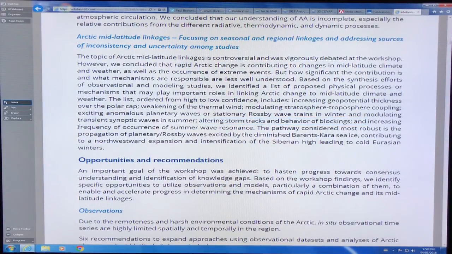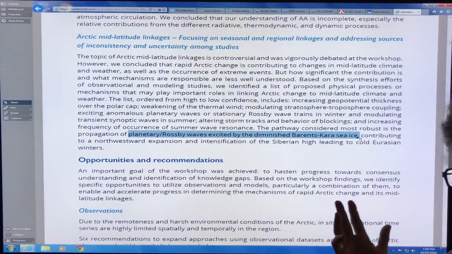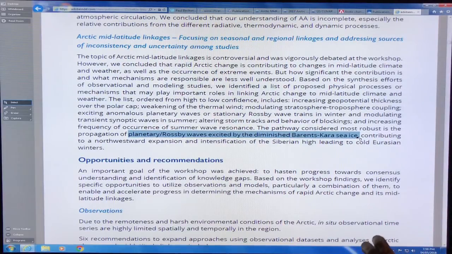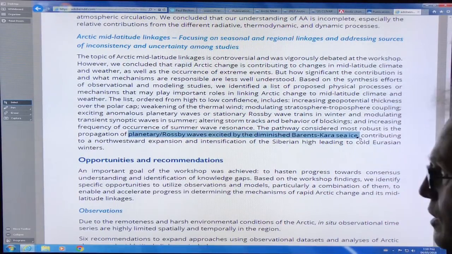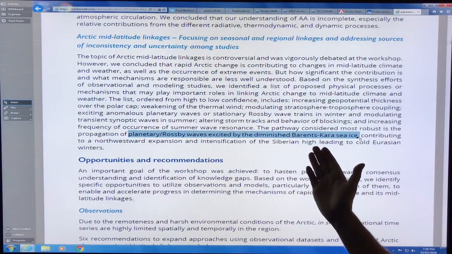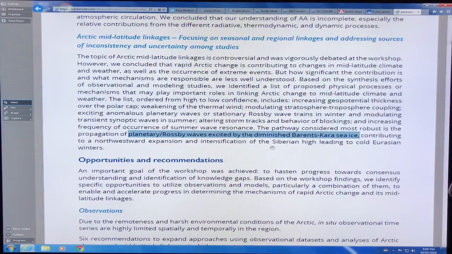Increasing the frequency of occurrence of summer wave resonances. Okay, the pathway considered most robust is the propagation of planetary Rossby waves excited by the diminished Barents-Kara Sea ice. So in the Barents Sea and the Kara Sea, the ice is kaput, basically. It's vanishing so much. And what that can do is it becomes like a fixed point in the jet streams, if you like. So then they behave a certain way and they intensify. The Siberian high gets higher and we get these cold Eurasian winters. Okay, so that's a very robust thing.